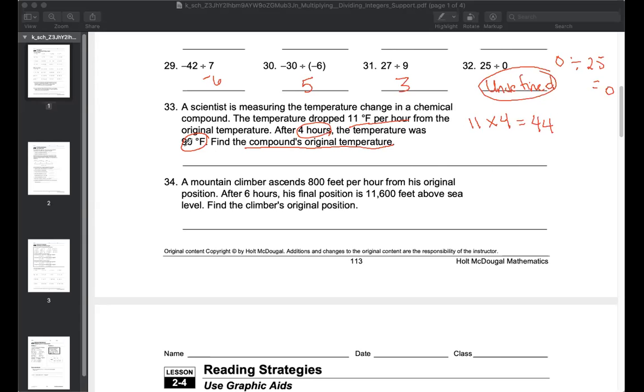All right. So if my temperature is now 90 degrees and the temperature dropped 11 degrees per hour for 4 hours, what does drop mean? How do I represent a drop? Negative. I represent a drop with a negative, right? So it's actually negative 11 times 4, which means this is a negative 44, right? So my temperature has dropped 44 degrees to get to 90. So what was the original temperature? How do I find the original temperature then? What do I have to do to that 90 degrees?